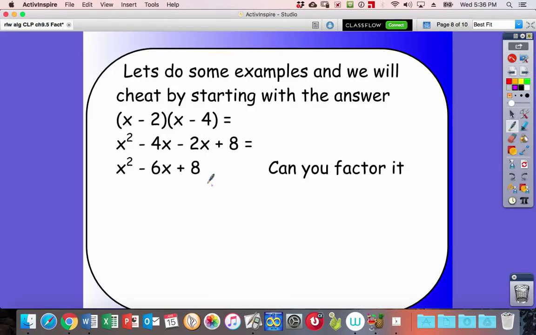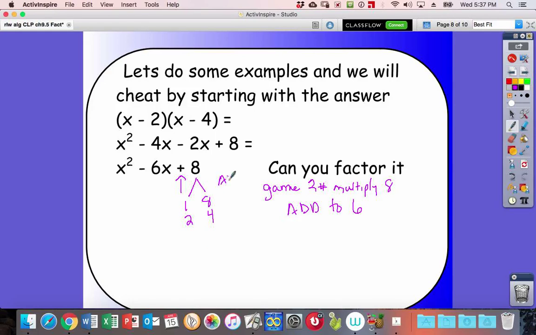Okay, I'm going to start with the 8. The game I'm playing is two numbers, because this is a positive. I'm looking at the second sign. Two numbers that multiply to 8. And they're also going to add, because this is a positive, to 6. Okay, so I go, okay, 8. That would be 1 and 8, 2 and 4. That's it.